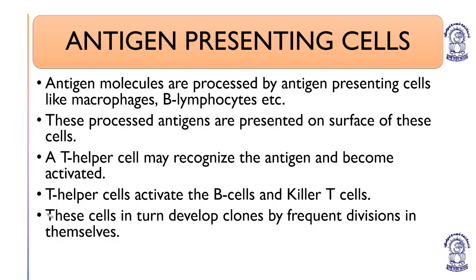Now coming to the next, antigen-presenting cells. Antigen molecules are processed by the antigen presenting cells like macrophages and B lymphocytes. So macrophages and B lymphocytes are antigen presenting cells. Okay, these antigen presenting cells help to present antigen to the antibodies. Understood? Antigen presenting cells are commonly known as APCs. They include macrophages and B lymphocytes.